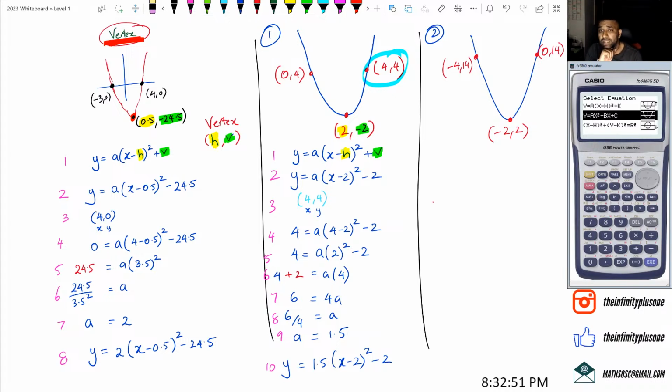Yes, Jaden, you can choose any of the other points. You can't choose the vertex again, especially in vertex form, because if you choose the vertex again, you're going to end up with 0 equals 0, and it won't actually work out. All right, so when you're choosing a point, you can use either of those 2 blue points, but don't use the vertex itself.